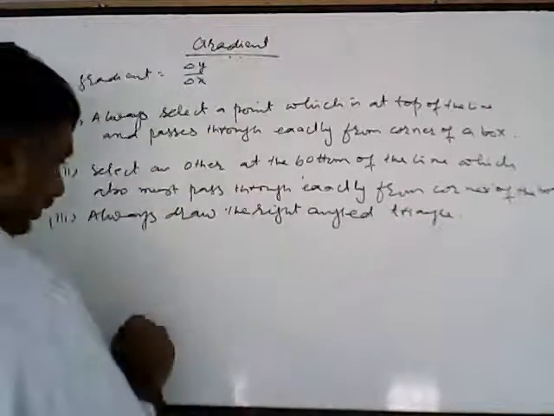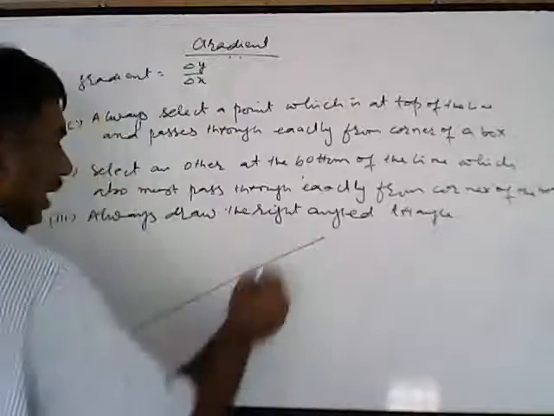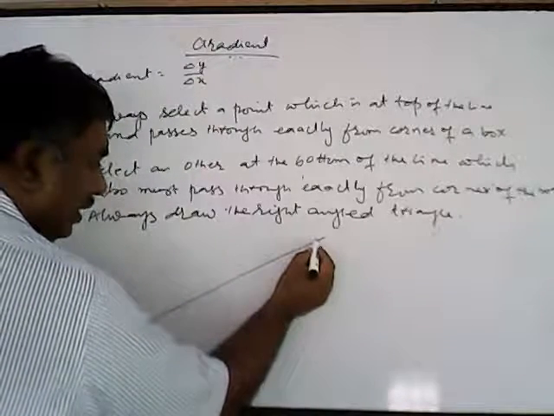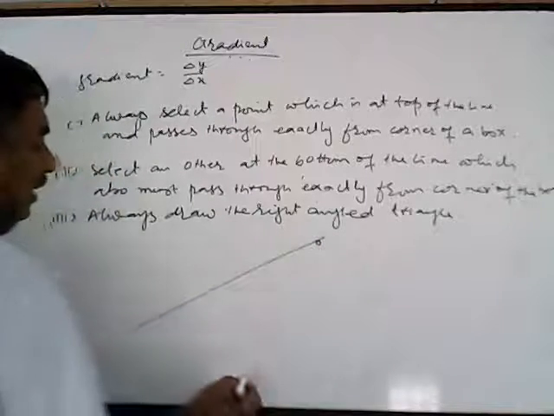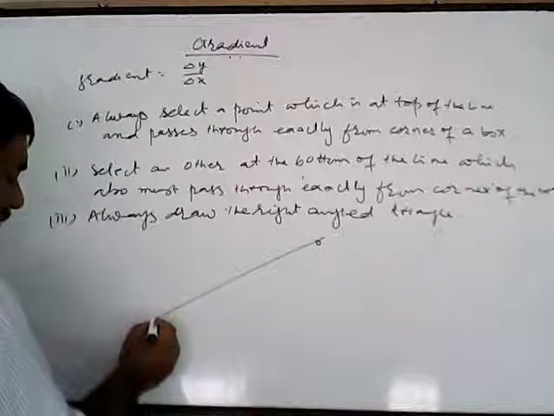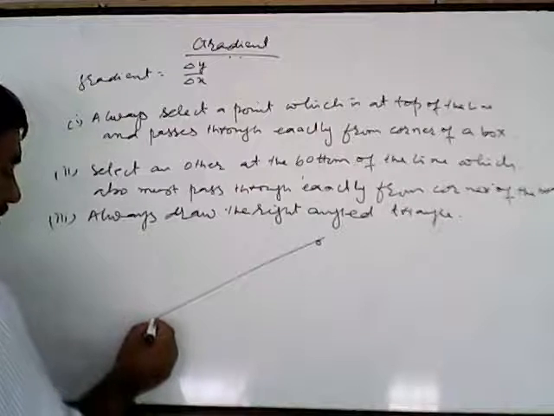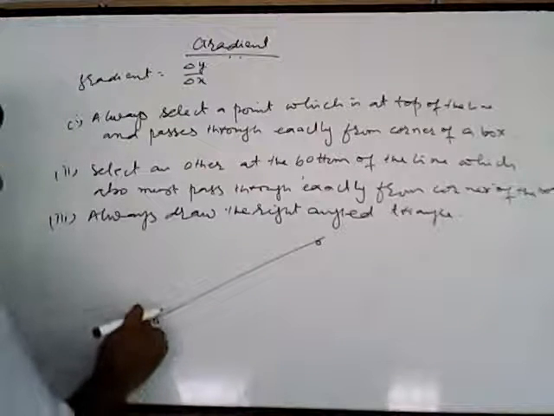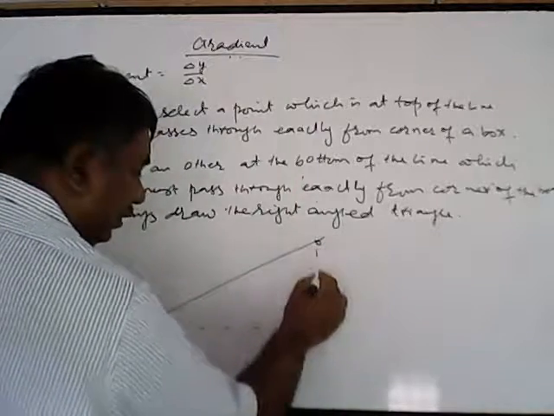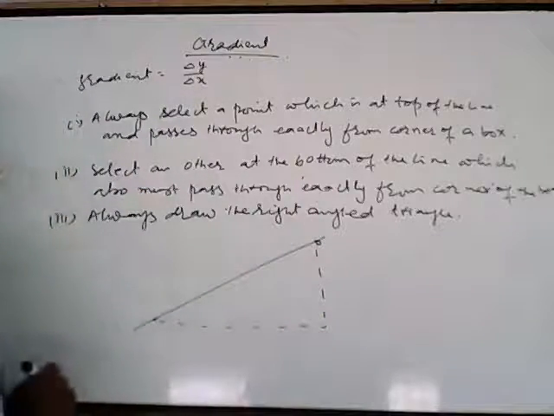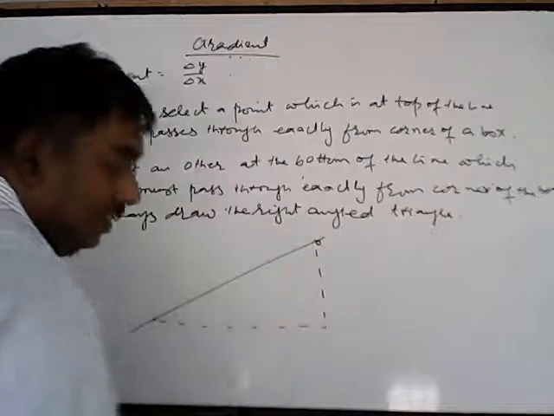Now suppose the line is like this one. I will select one point at the top, which passes like this through the corner of a small box, this is the box, it's completely boxing, and I will select another point here, at another box, like this one. This is the box of the graph. So I will select these 2 points. Now I will draw a triangle over here. This one. Right angle triangle.